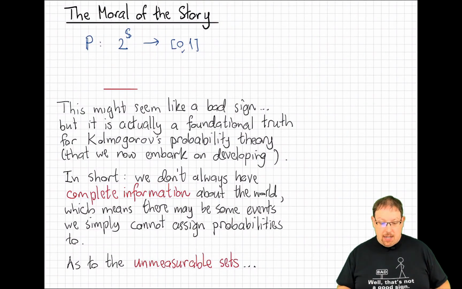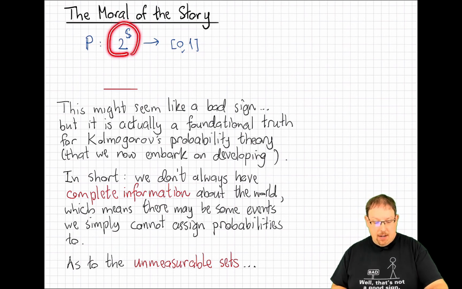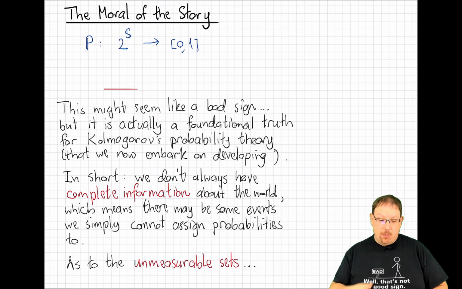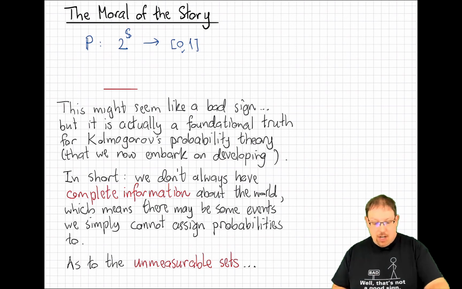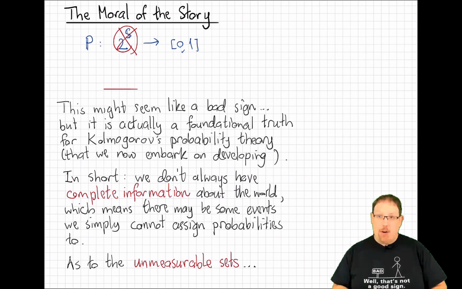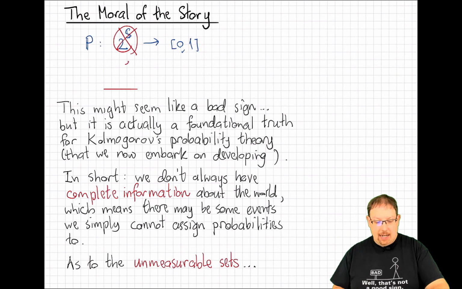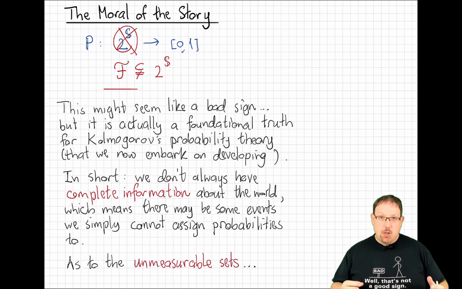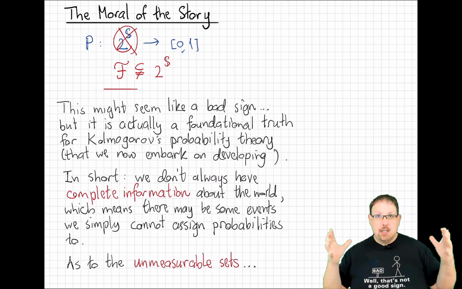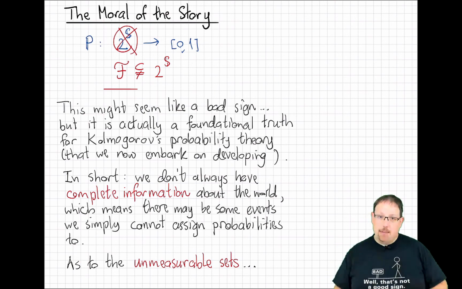So the moral of the story is that this thing here, the power set, the set of all subsets of the circle, which is what that notation stands for, it's just not possible to have that as the domain for our measurement function. Instead, we have to replace it with some proper subset of the power set. Okay? The measurement function in this setting and in many settings, as we'll see, cannot be defined on all possible subsets. It will only be definable on a certain smaller collection of nice subsets. In the context of probability theory, those nice subsets are what we will call events.